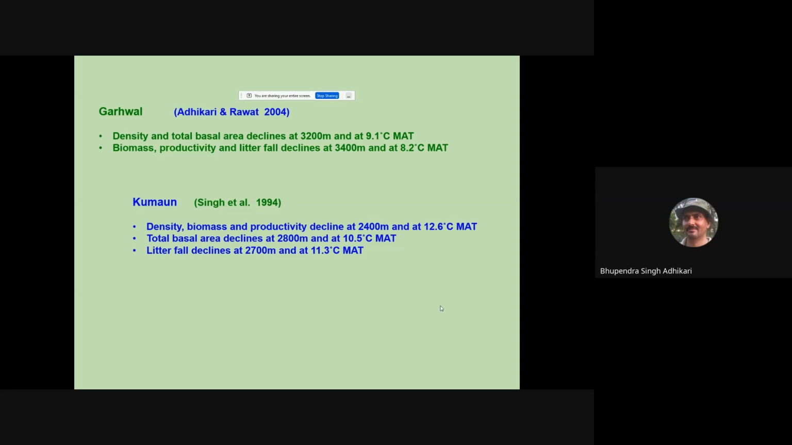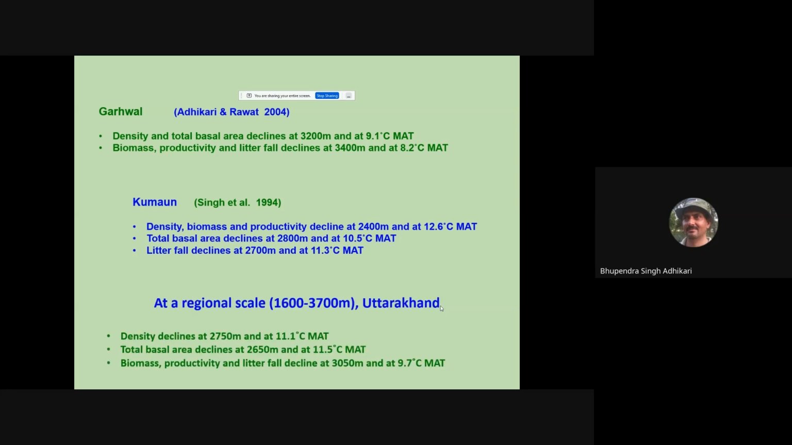But combining both the Kumaon and the Garhwal region, because we see in the Kumaon region the moisture is more as compared to the Garhwal region, so combining both at a regional scale, density declines at 2750 meter altitude, basal area declines at 2650 meter altitude, biomass productivity and litterfall decline at 3050 meter altitude. So this was the finding.